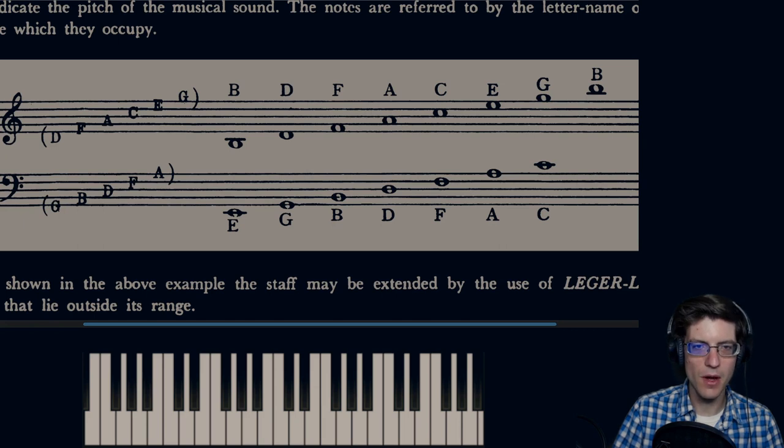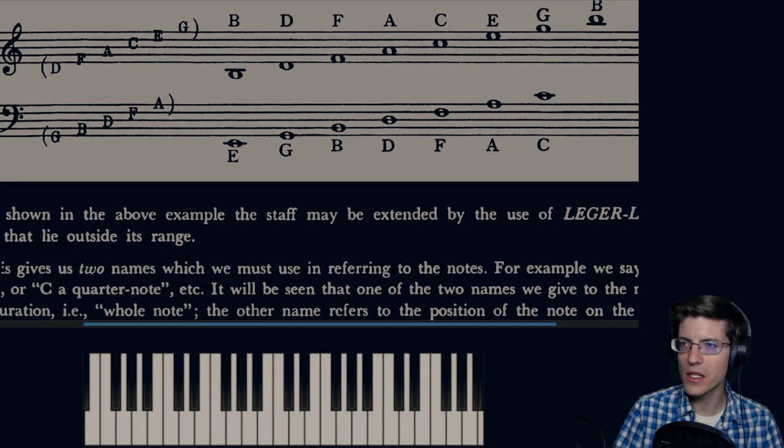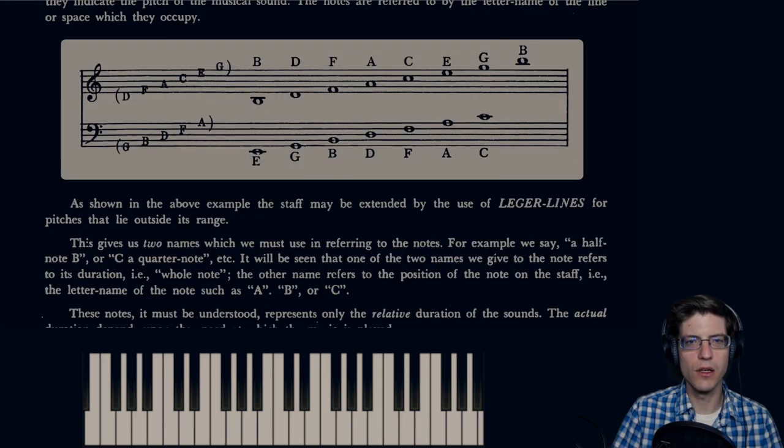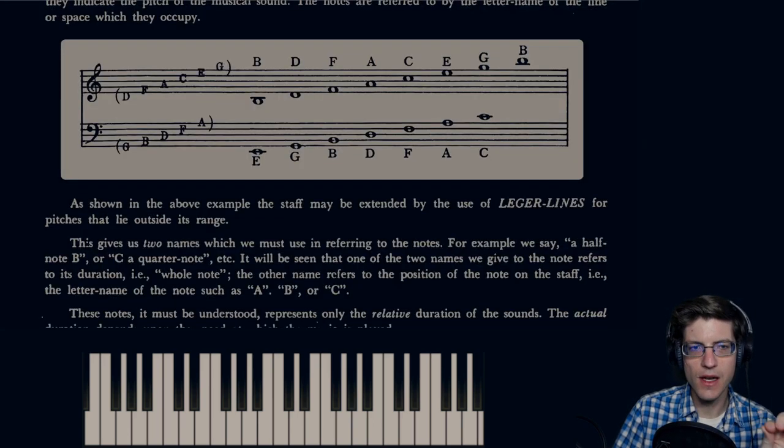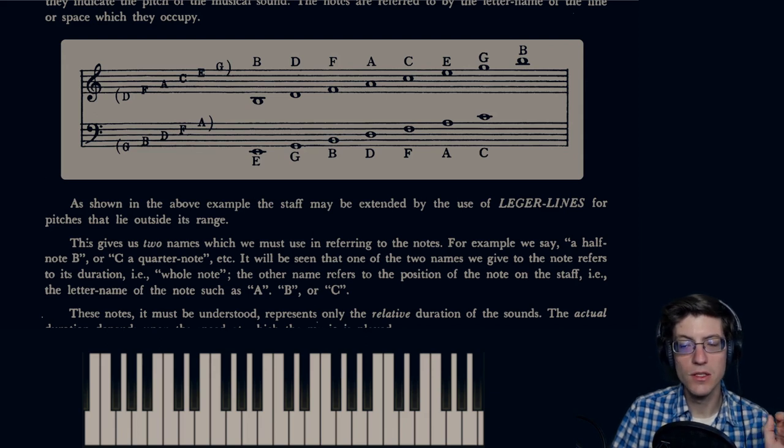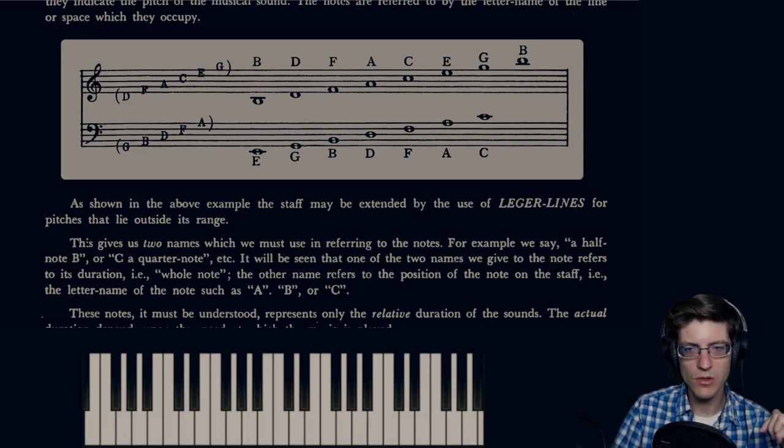One space below D would be B, and then we have D, then F, A, C, E, G, B. And then, of course, in our bass clef, we have E, G, B, D, F, A, C. Something that you really want to focus on learning until it's second nature is the positions on the clefs, what each space and what each line stands for. And the only way to do that is, as they said, constant drill. You constantly drill this and it will become second nature.